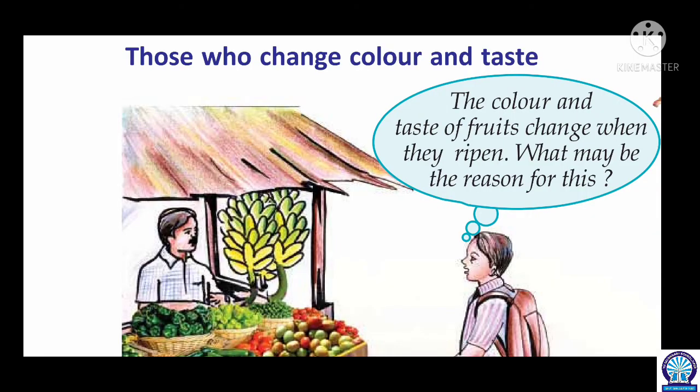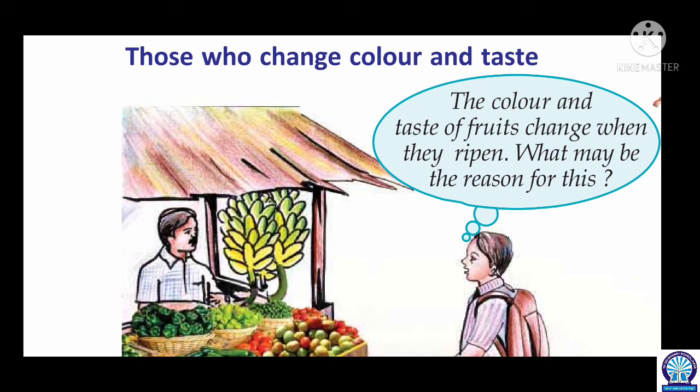Then in your textbook, you can see a boy. A boy is thinking about something. That is, the color and taste of fruits change when they ripen. What may be the reason for this? That is the doubt of that boy. Haven't you had such doubts? Can you guess the reason? So we are going to discuss what changes the color and taste.